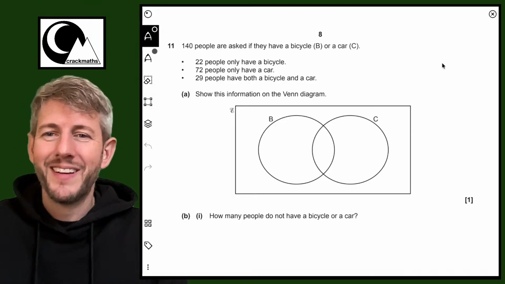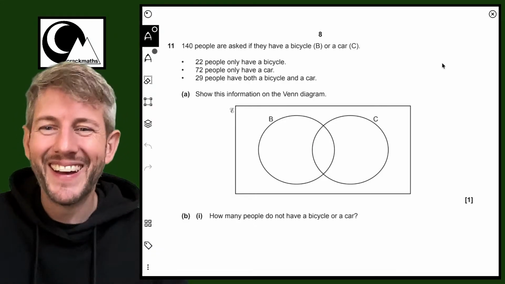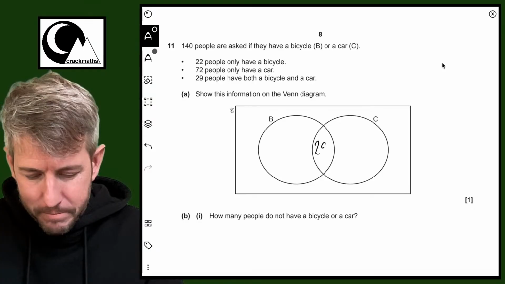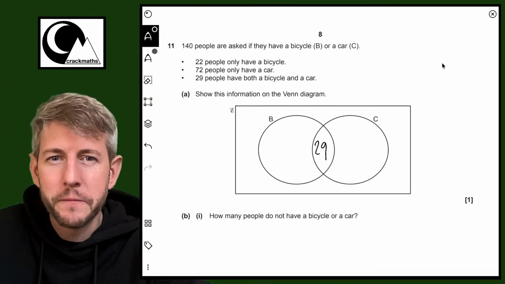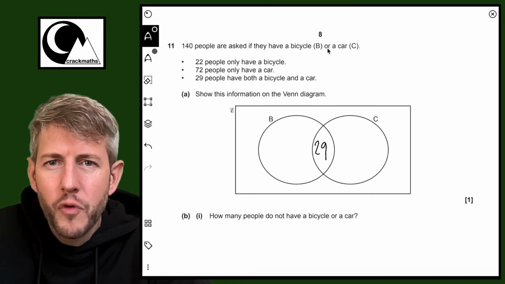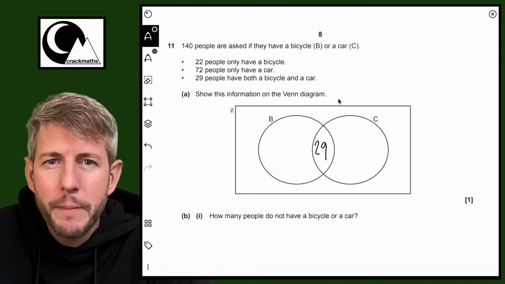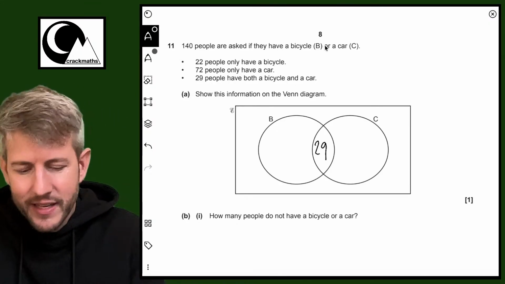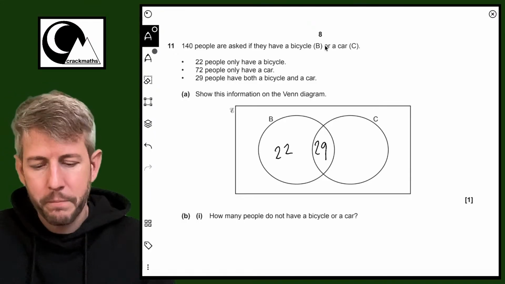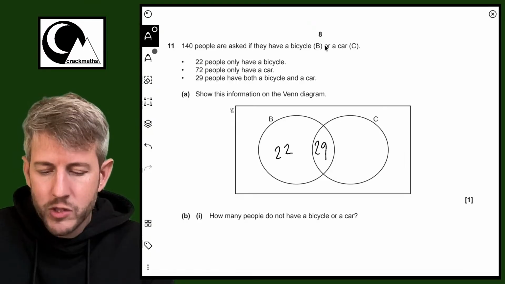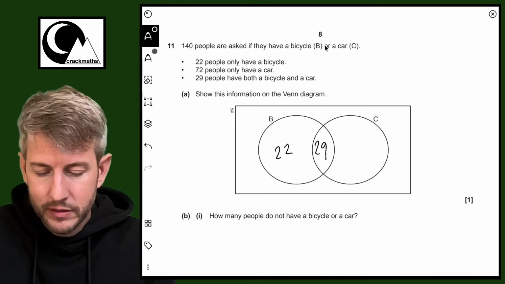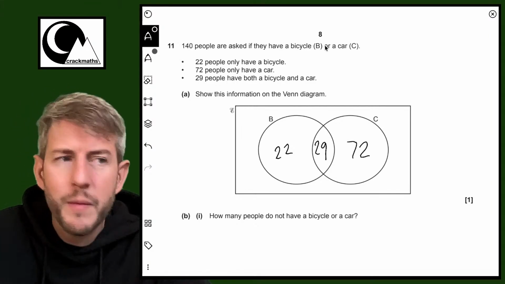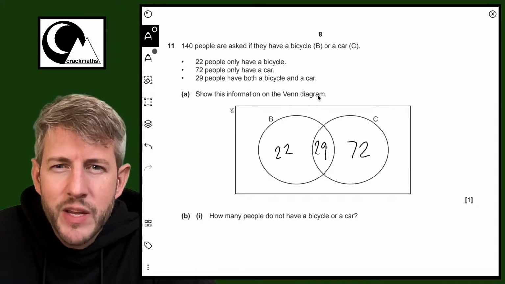Right, so 29 people have a bicycle and a car, which is going to go in the middle here, and we are going to have 29. So next bit we need to work out is how many bikes are left. Well, 22 people only have a bicycle. Oh, this is nice and easy. So that means just 22 people go here. 72 people only have a car, so that's going to go here as well. Right, so there we go. We've filled out the Venn diagram. Now let's see what else we can do.